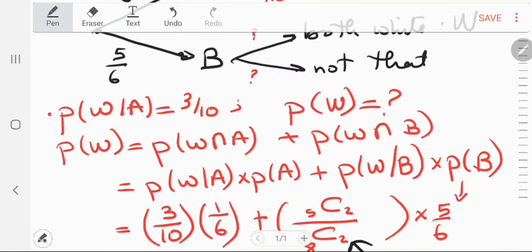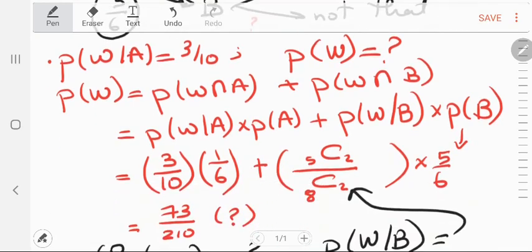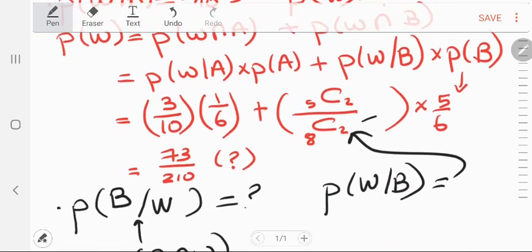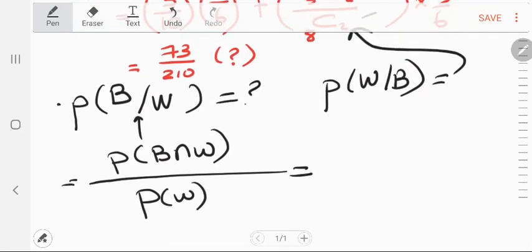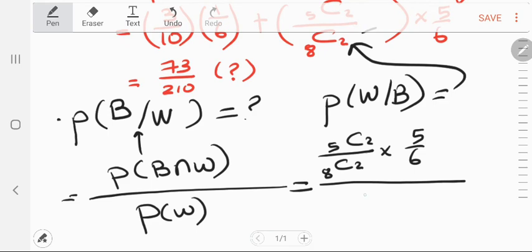What about B intersection W? You can use the tree. It's this number times this number, which is already calculated here. So this will be choose 2 of 5 out of 8 times 5 over 6, over W, which I claimed is 73 over 210, but I'm asking you just to check the numerical value by using a calculator.